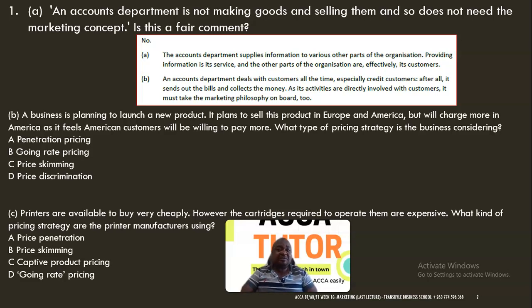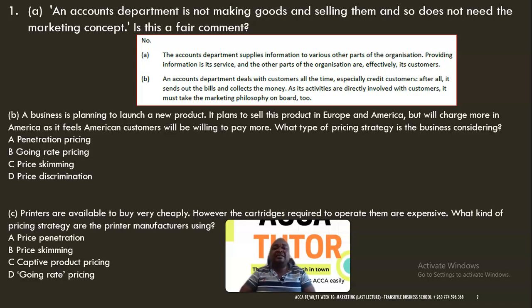Because, as you can see, this guy is just saying that I work in the accounts department, so don't trouble me with the marketing philosophy. It's not mine. I'm not the one responsible for selling goods or for producing them. So why should I bother about the marketing concept? Why should I be a salesman, whether in attitude or in practice? So that type of comment was not good. It wasn't fair at all, right?